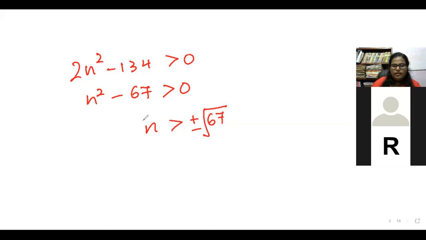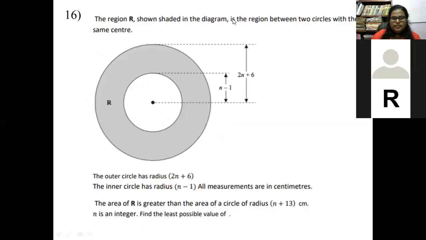So the question is asking, let me show you the question again. In the question, it is asking to find n, where n is an integer. N is an integer. So there is some mistake with this question, I think.